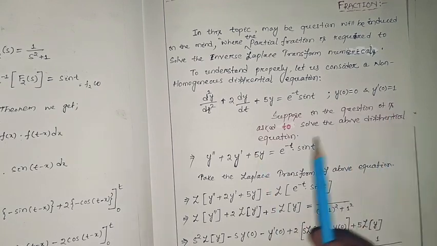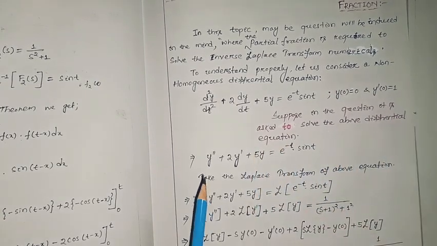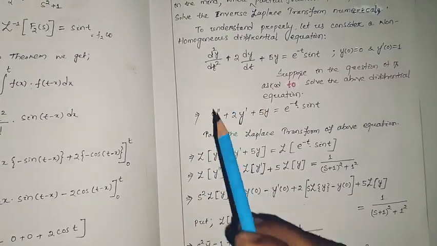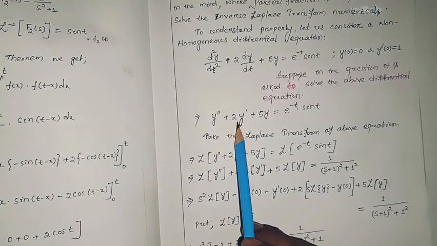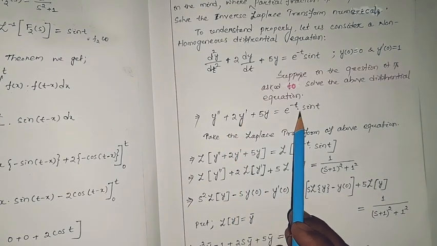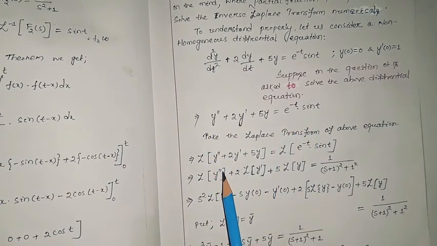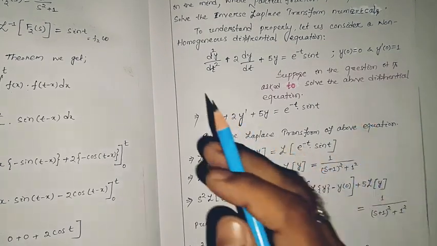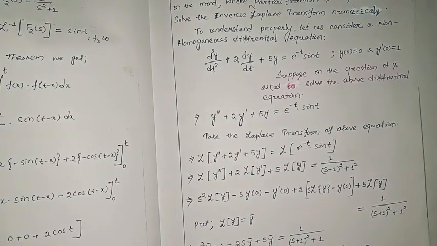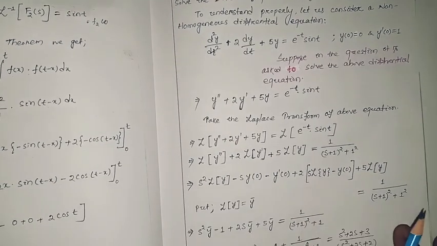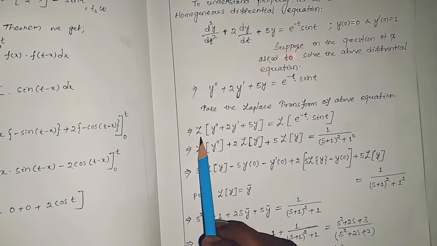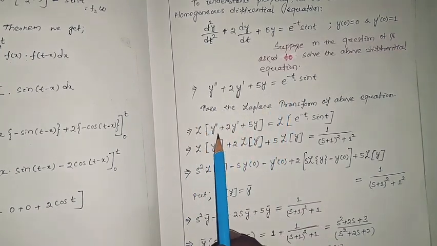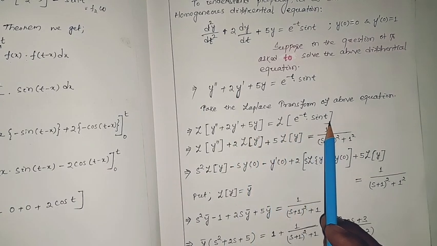Suppose in this question it is asked to solve the above differential equation. This can also be written as y double dash plus 2y dash plus 5y equal to e to the minus t sin t. How are we going to solve it? By using the Laplace transform, which we will discuss in our next class. Here, if I take the Laplace transform on both sides, then the Laplace transform of this will be equal to the Laplace transform of this.